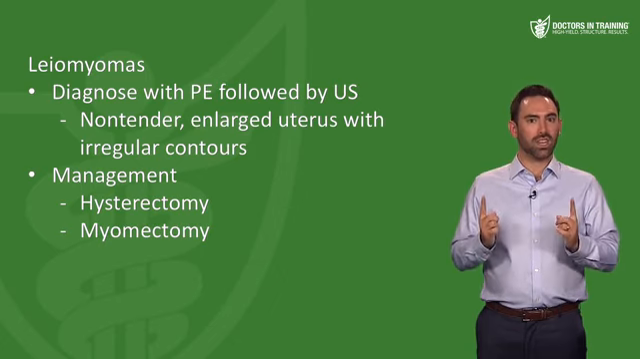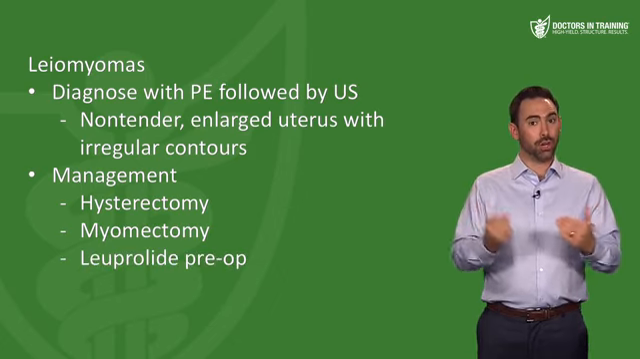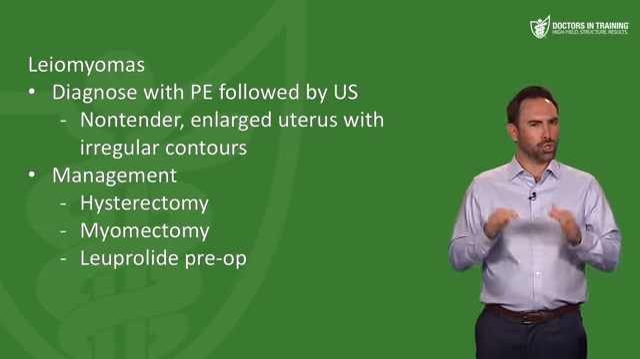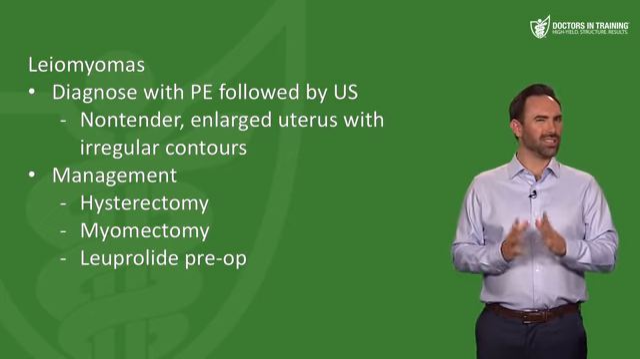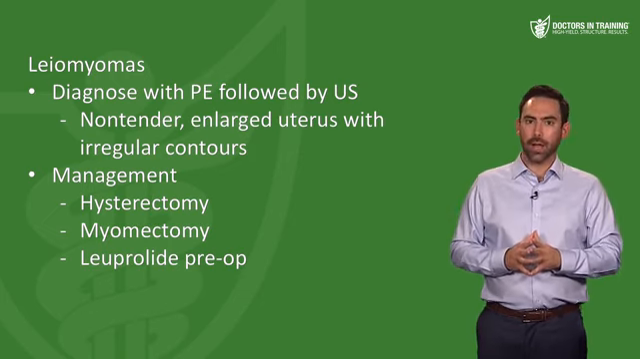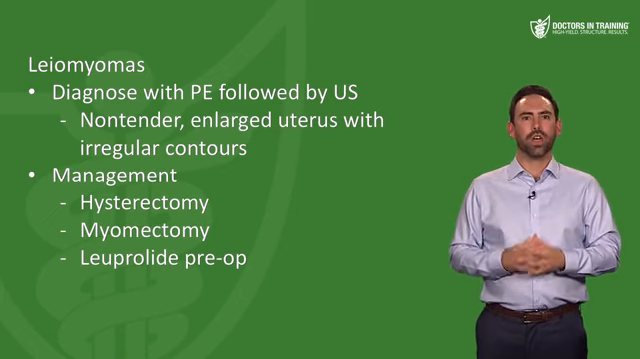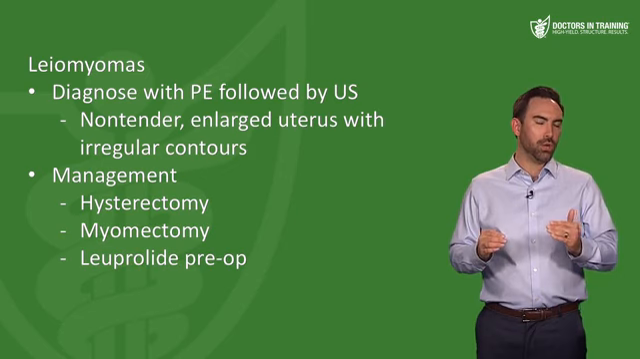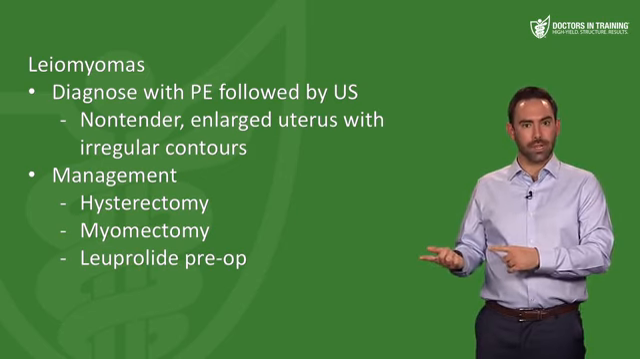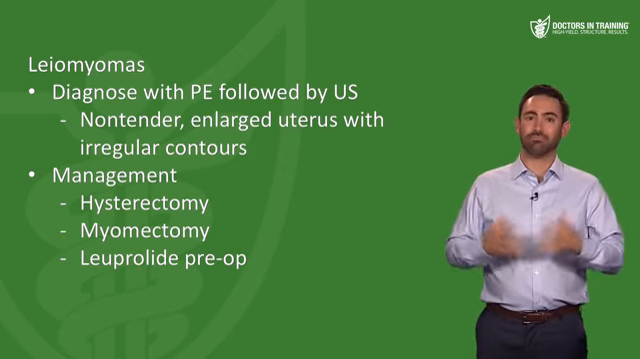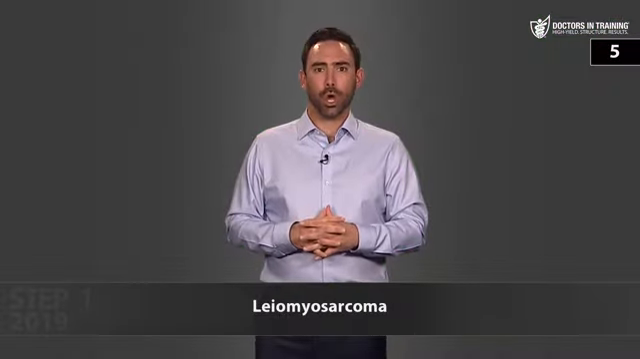Prior to surgery, we can give leuprolide, that GnRH agonist, in order to shrink the fibroids and make the procedure a little easier. And the smaller a fibroid is, the higher chance there is that the surgeon can perform the surgery through a minimally invasive approach, which translates to quicker recovery times and reduced hospital stays, all good things. Leiomyomas are benign and they really don't become cancerous.